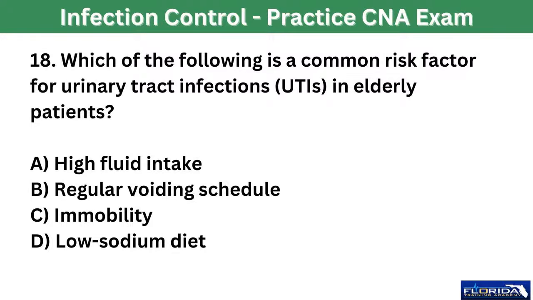18. Which of the following is a common risk factor for urinary tract infections or UTIs in elderly patients? A, high fluid intake, B, regular voiding schedule, C, immobility, or D, low sodium diet? Which of those would cause someone to get a UTI?